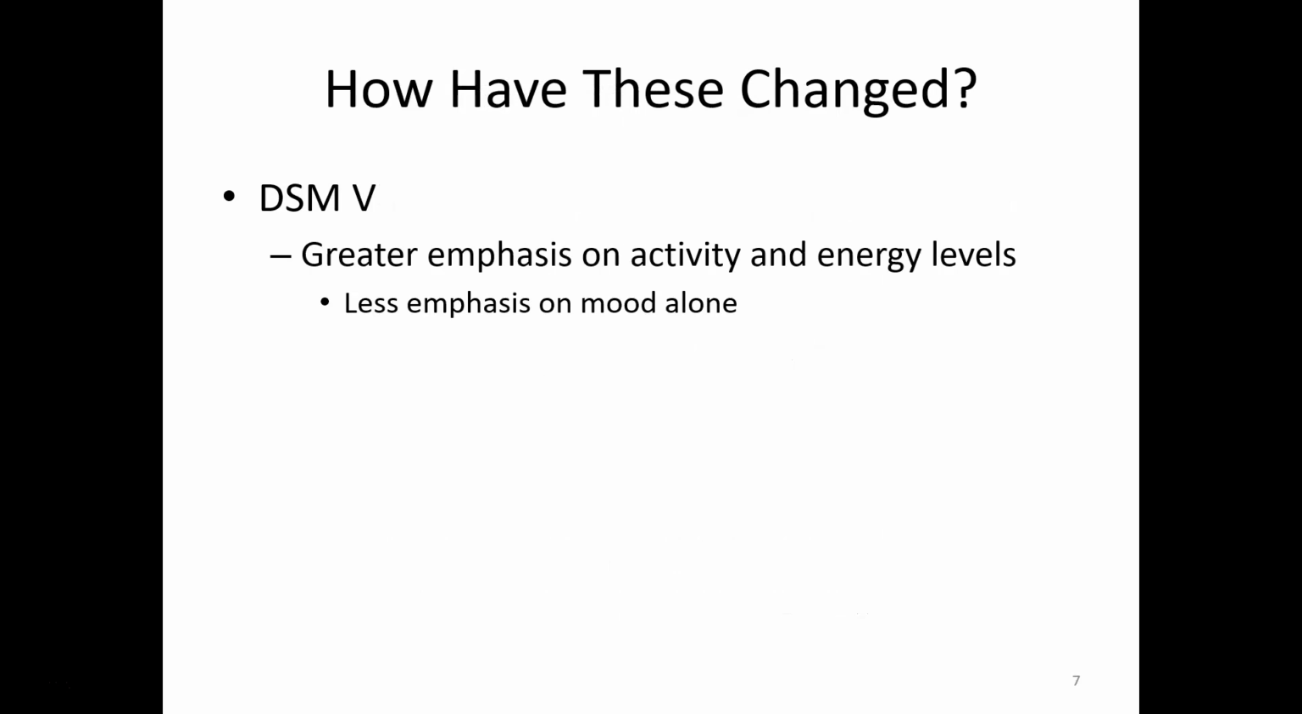So, as of the DSM-5, how have these changed? Generally, there's been a greater emphasis on what's going on during the manic episodes, so what kind of activity is going on, as well as the energy levels, and less of an emphasis on mood on its own. So, I think that's pretty important.